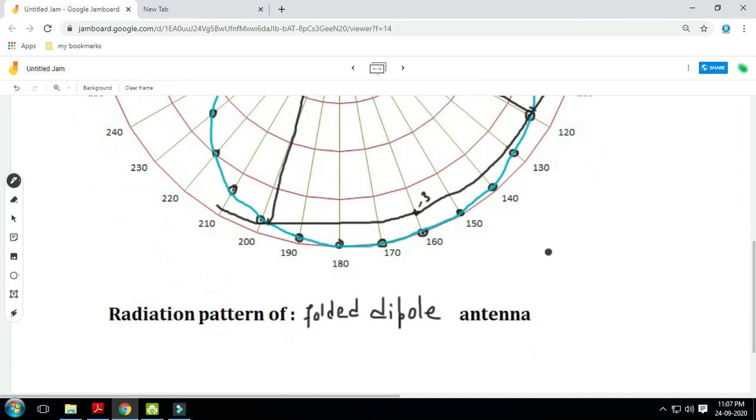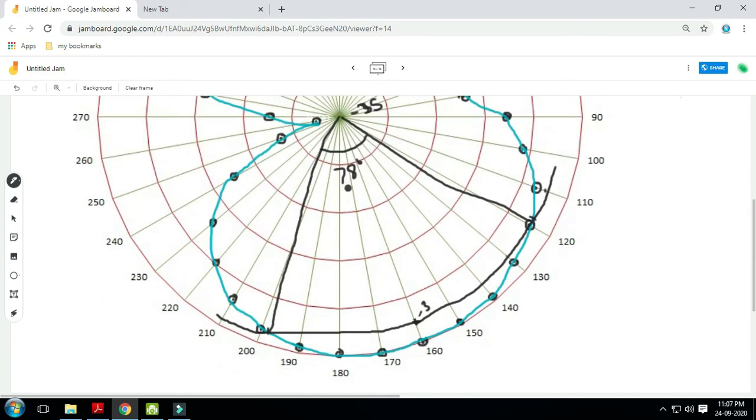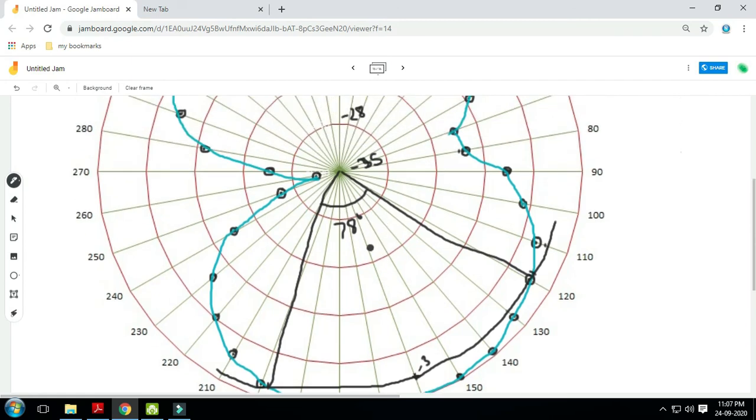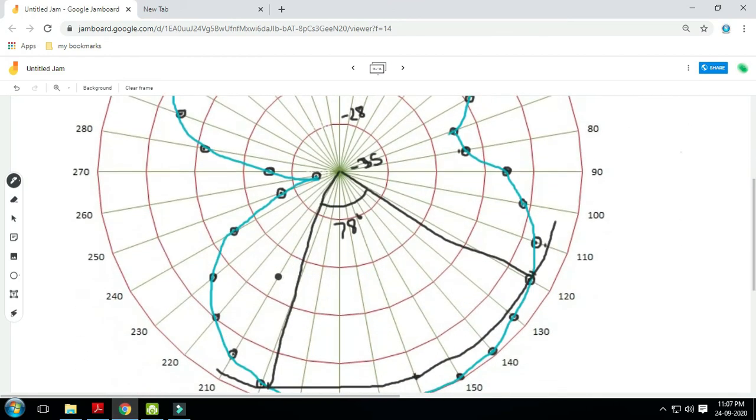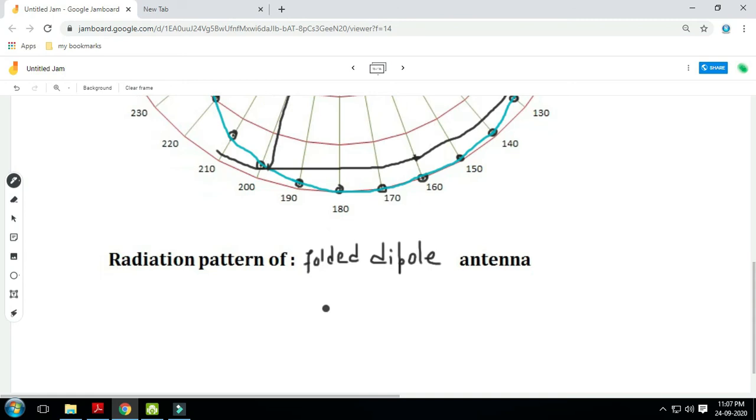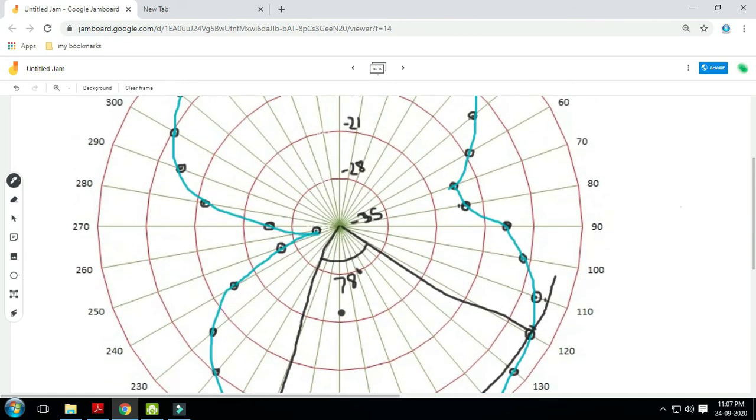So you can write it here. So the 3 dB beam width is 78 degree. So you just mark it 78 degree or something, whatever angle you get. So that is your 3 dB beam width. You don't have to write anything else, just join these two intersection points and write down the angles. Okay. So this is your 3 dB beam width. So that's how the radiation pattern of a folded dipole antenna is constructed. So this is our radiation pattern.